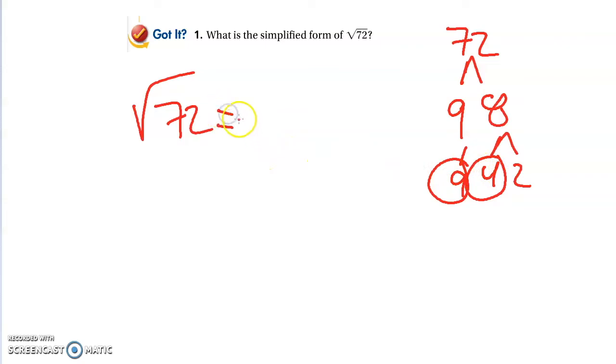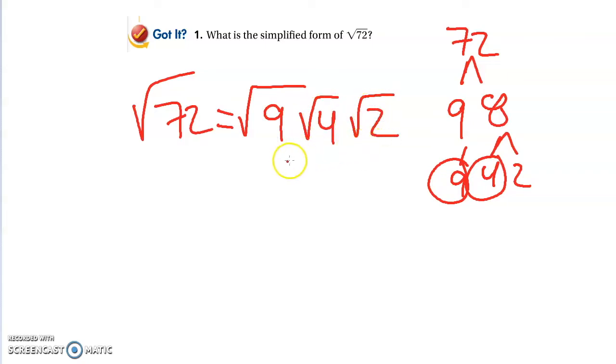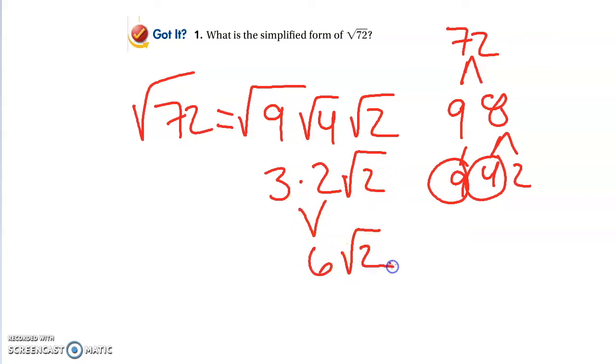So that means that the square root of 72 is the same thing as the square root of 9 times the square root of 4 times the square root of 2. 3 times 3 is 9. 2 times 2 is 4. And the square root of 2 is the square root of 2. That can't go any lower. So when I multiply these out, my final answer is 6 square root 2.